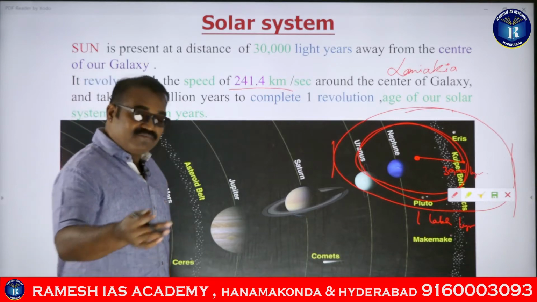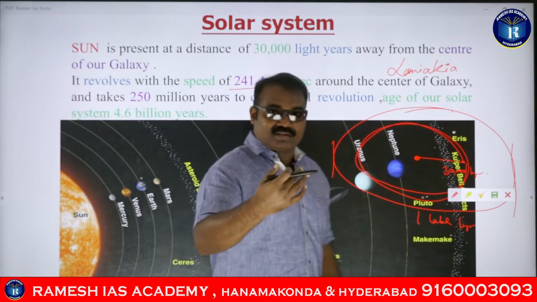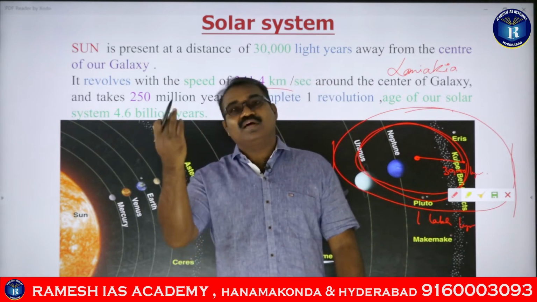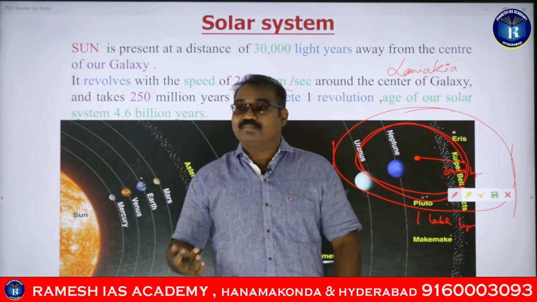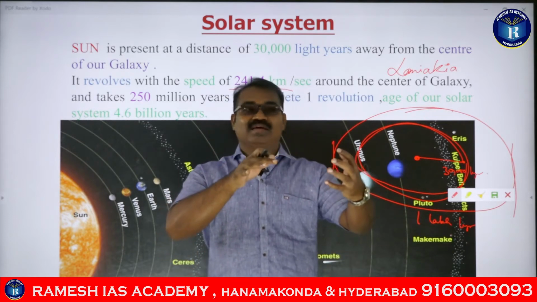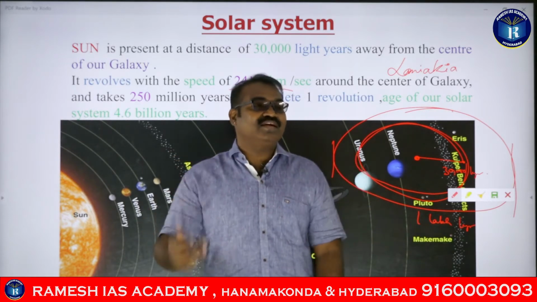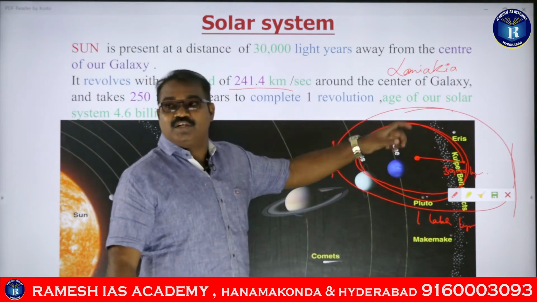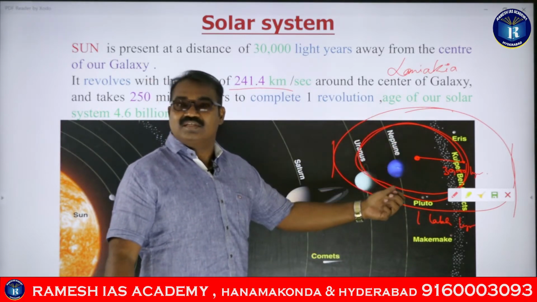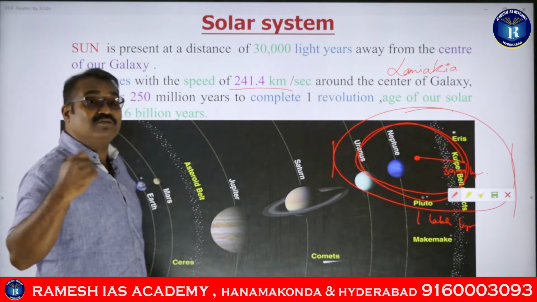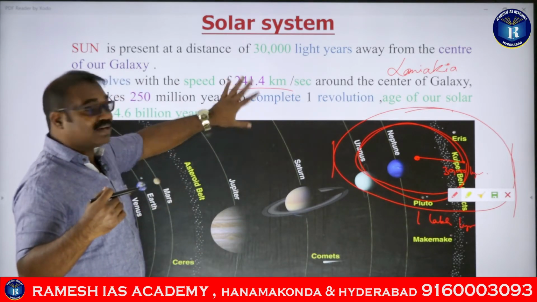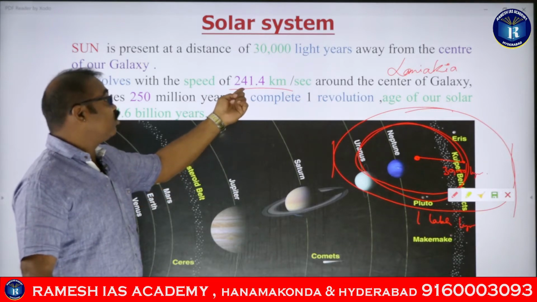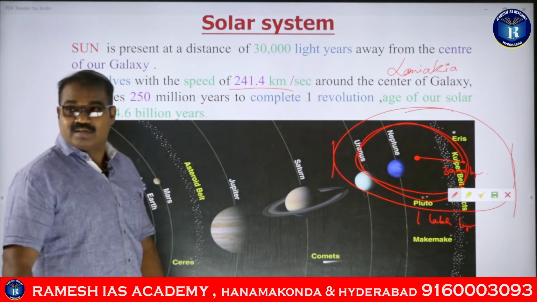When you consider the rotation of the earth, the gases are also rotating, but because they are in tune with the earth, we are unable to see their rotation. In the same manner, the entire solar system is in tune with the sun. That is the reason we are unable to see the exact movement of the sun. Otherwise, it is moving with a speed of 241.4 kilometers per second.